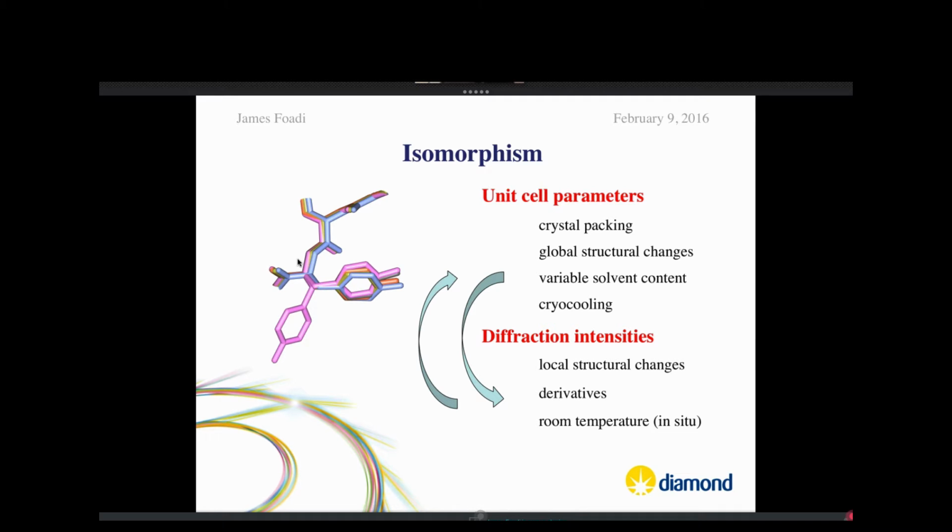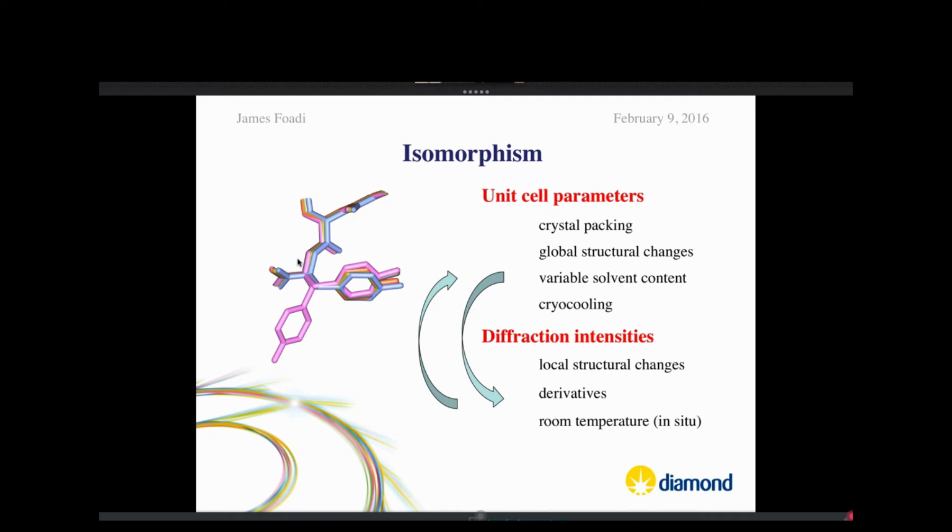In the unit cell parameter group, we could place crystal packing, global structural changes, which means changes that affect the crystal lattice as a whole, the variable solvent content for particular classes of proteins like membrane proteins, and also the strain induced by the process of flash cryocooling. Closely connected to differences in diffraction intensities are structural changes at a local level and the formation of crystal derivatives via diffusion of heavy atoms through crystal channels. In addition to this, unit cell parameters have very little variation when data are collected from crystals at room temperature, for example, in situ directly from crystallization plates. But in reality, factors in one group can easily induce effects on the other group.